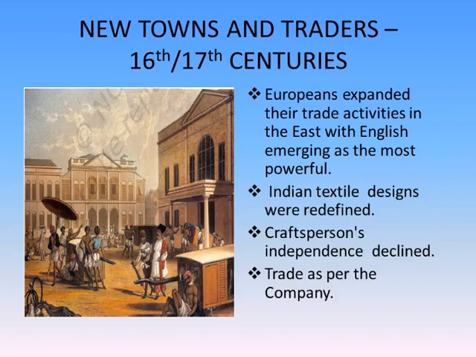Like indigo, which you will be learning in the next class. Now, craftsperson independence also declined. Craftspersons, textile makers, weavers, they all had to work according to the company, East India Company, and its orders. So gradually they captured the trade, and from trade they moved on to capturing territory, which you will learn in the next chapter.